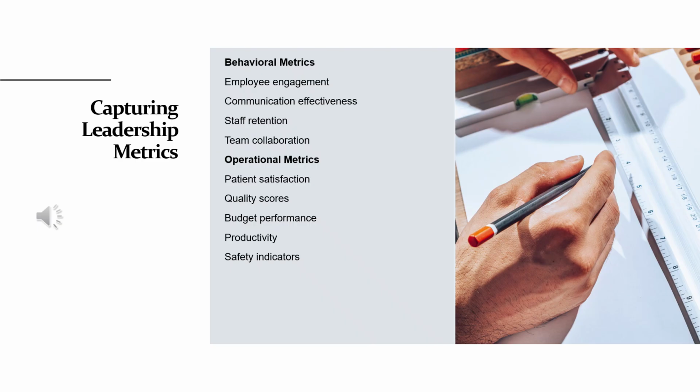Healthcare organizations collect leadership metrics from many sources. Behavioral metrics often come from employee engagement surveys, peer evaluations, and leadership observations. Operational metrics are collected through electronic health records, financial reports, patient satisfaction surveys, quality dashboards, and human resource databases. Organizations combine quantitative and qualitative information to evaluate leadership effectiveness more accurately.